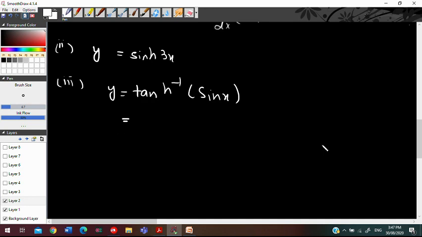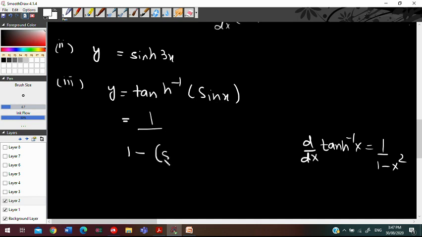So you know that d by dx of tanh inverse of x is equal to 1 over 1 minus x square. By using the same thing, here we have x, but now in this case we have sin x. So we can write 1 divided by 1 minus x square. Here we have x, so we have x square. But here we have sin x, so we write sin x whole square, right?